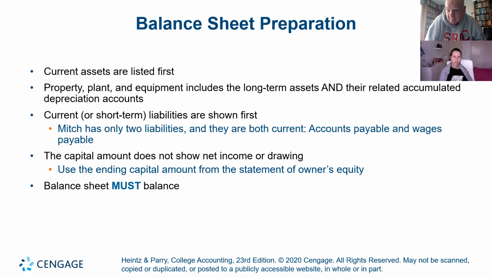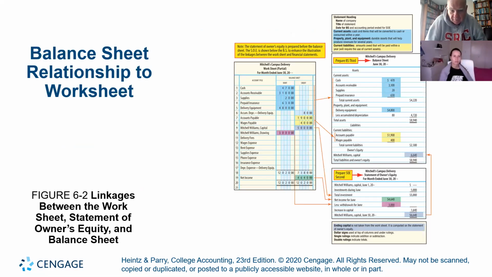You remember on the statement of equity? We took that net income and we added it to the beginning capital. Now we have to subtract the drawing, which we did with the statement of owner's equity report. And guess what? The balance sheet must balance. The balance sheet is a presentation of your accounting equation, if you want to look at it that way. Assets equal liabilities plus equity.